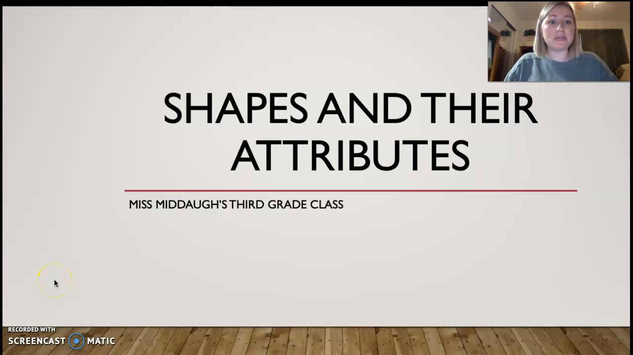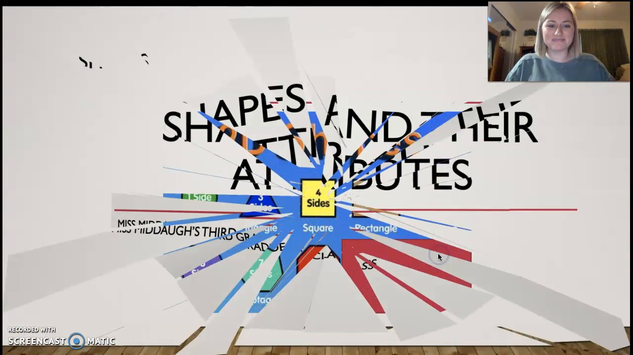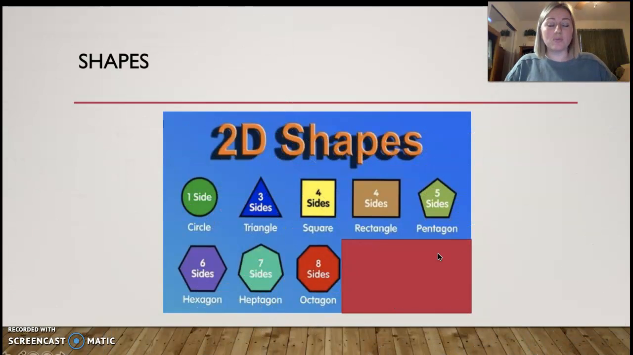Today we are going to be learning about shapes and their attributes. And I hope you enjoyed that YouTube video that I had you watch before this lesson started. To begin, we are talking about two-dimensional shapes. So those shapes could include a circle, a triangle, a square, a rectangle, a pentagon, a hexagon, a heptagon, and an octagon.